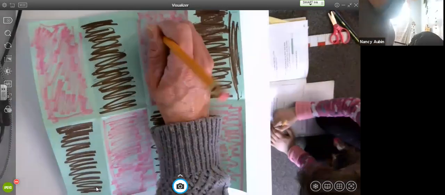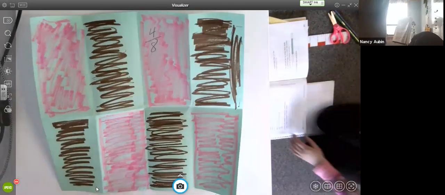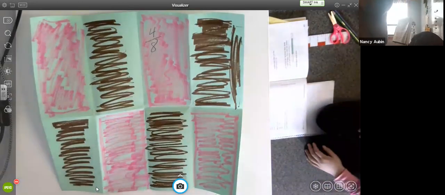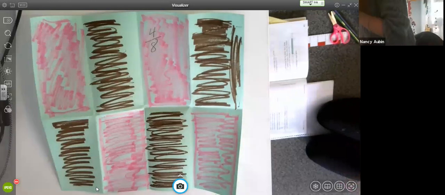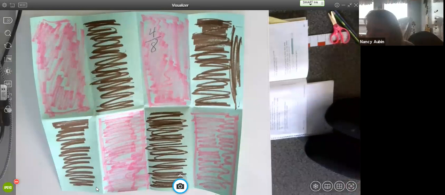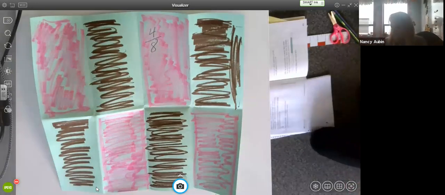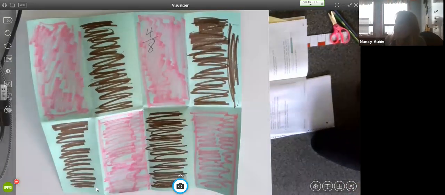Is that it? Or is there an equivalent fraction for that? How much of that rectangle is pink? Josh? No, there's 8 parts. 4/8. We got 4/8. Also, 1 what?